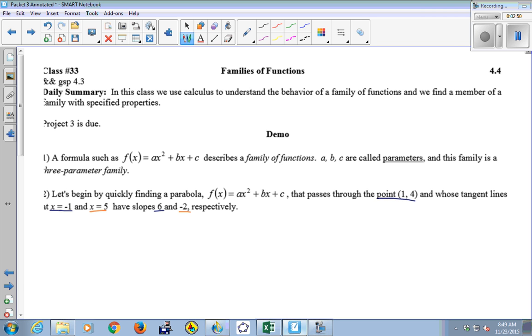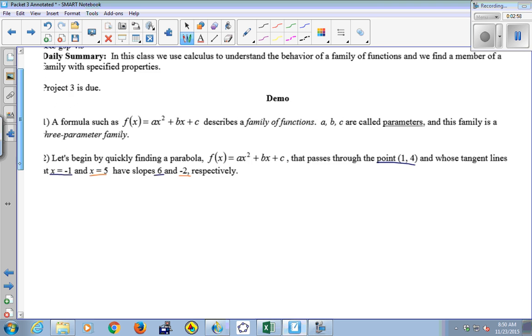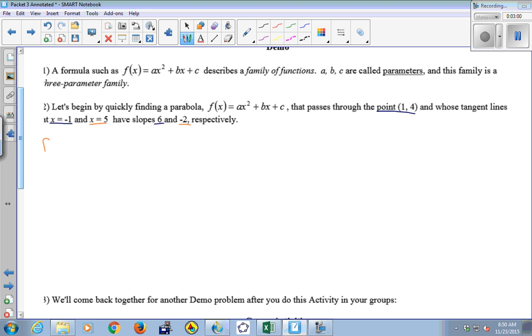So let's just write down what those things mean. Okay, so f of x goes through the point (1, 4). So that means that f of 1 should be 4, right?